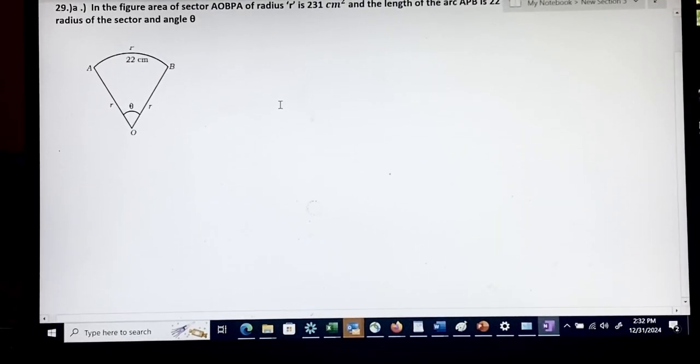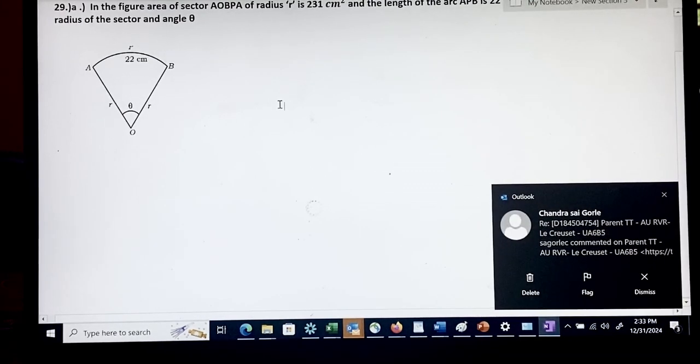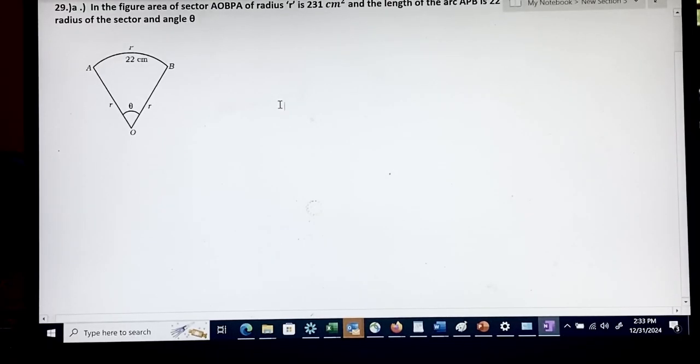So, the 29A question. In the figure, the area of sector AOBPA of radius r is 231 centimeter square and the length of the arc APB is 22 centimeter. Find the radius of the sector and angle theta. Here they have given the figure as well. So now how do we find it? We need to write the formula.